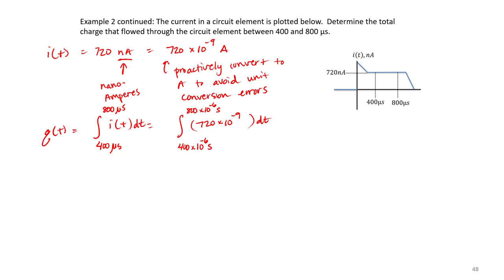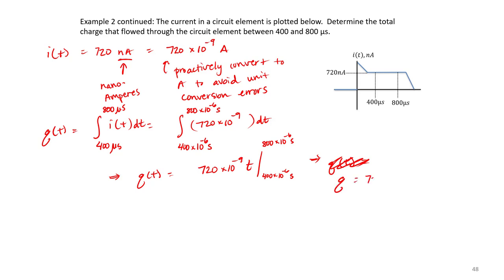This isn't a bad integral. All we need to do is integrate a constant, so therefore our q of t is just 720 times 10 to the minus 9 t, and we substitute in 400 times 10 to the minus 6 seconds and 800 times 10 to the minus 6 seconds. So therefore, our charge q, in this case it's not q of t, it's just our regular q, becomes 720 times 10 to the minus 9 multiplied by 800 times 10 to the minus 6 minus 400 times 10 to the minus 6.